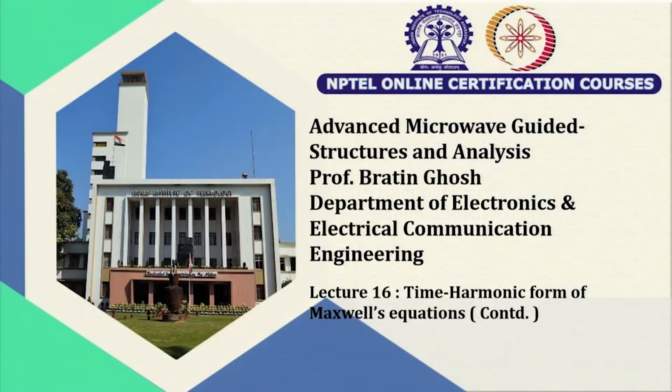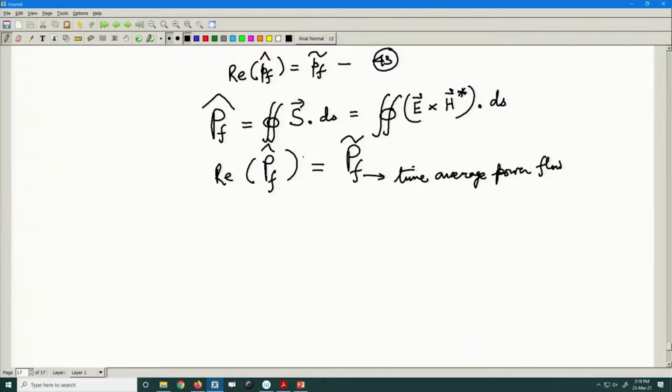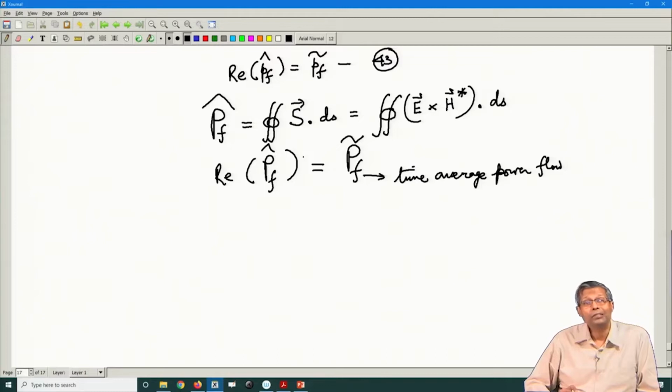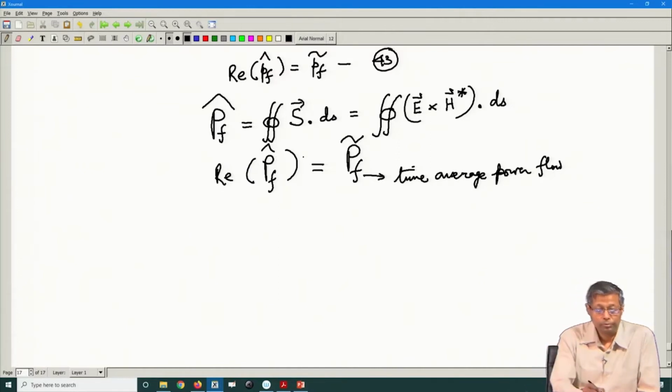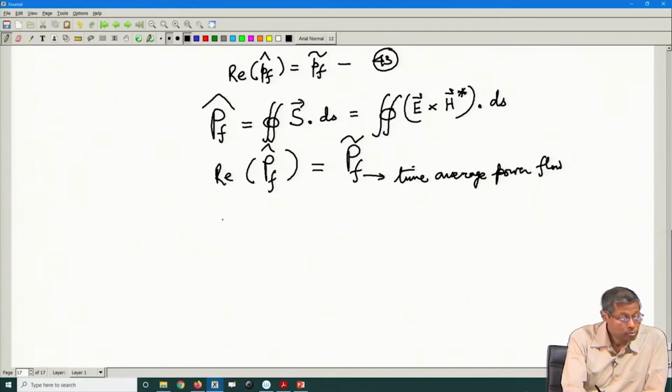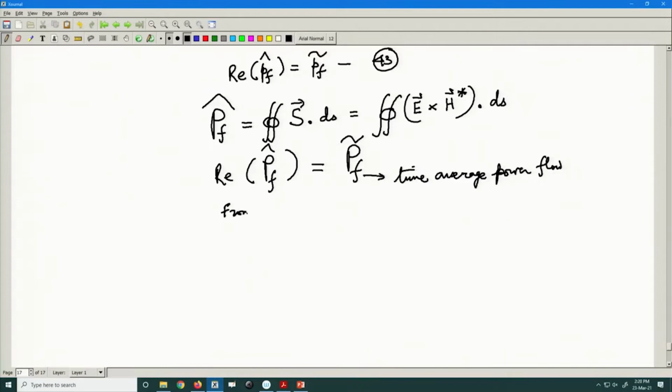So, welcome to the continuation of the lecture on the time harmonic form of Maxwell's equations. Let us go to the lecture. Now, let us start with the generalized current we discussed in the instantaneous domain and write down the generalized form of the current in the time harmonic domain. We have already written that previously, we will write that down again.